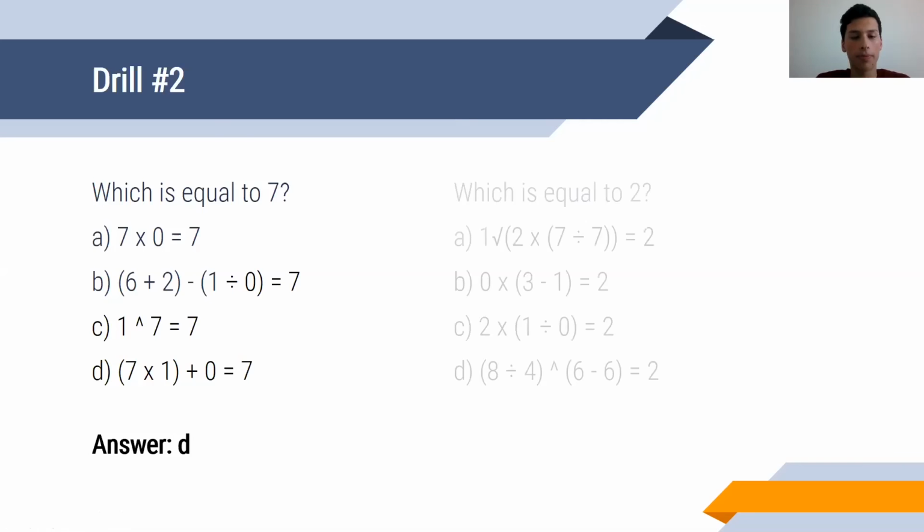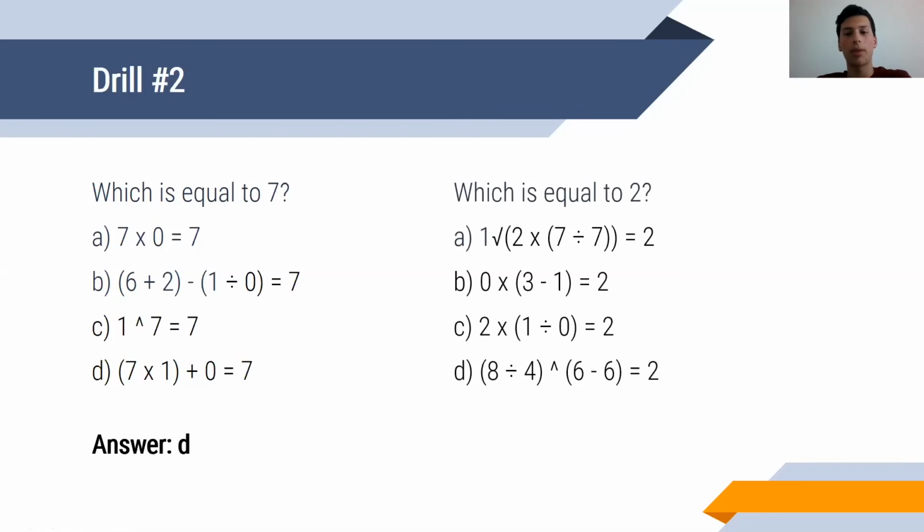Here's another one. Which is equal to 2? A, 1 root in parentheses 2 times parentheses 7 divided by 7. B, 0 times in parentheses 3 minus 1 equals 2. C, 2 times in parentheses 1 divided by 0 equals 2. Or D, 8 divided by 4 to the power of in parentheses 6 minus 6.